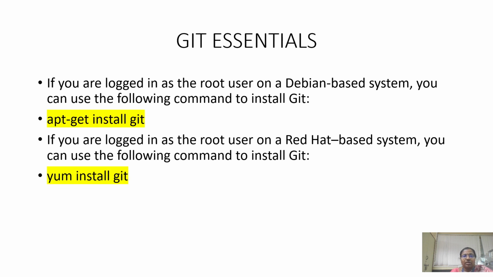So if you are logged in as a root user on a Debian based system, you can use apt-get install git to install Git. If you are using a Red Hat based system, you can use yum install git to install Git.